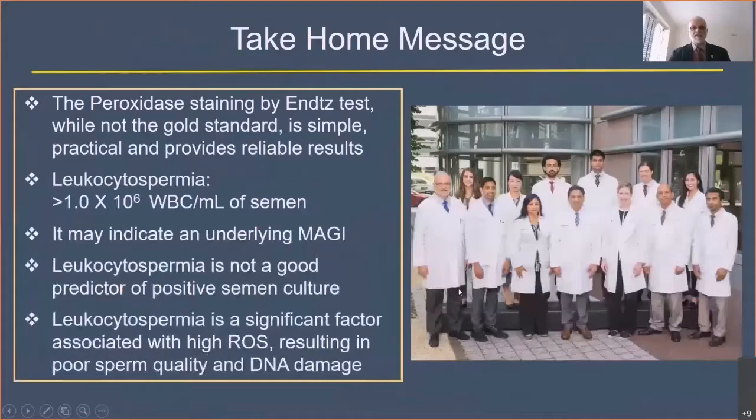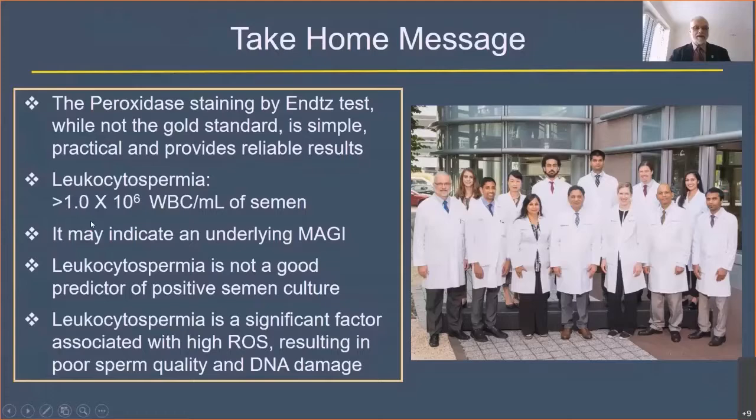And with this, I want to provide the take-home message. The peroxidase staining by Endtz test, or the toluidine blue stain, while it's not a gold standard, is simple, practical, and provides a reliable result. Leukocytospermia is diagnosed when there's more than or equal to 1 million white blood cells per milliliter of semen.